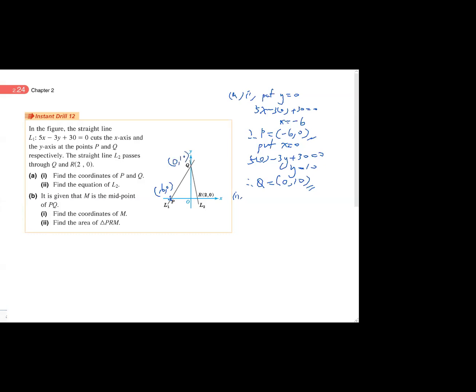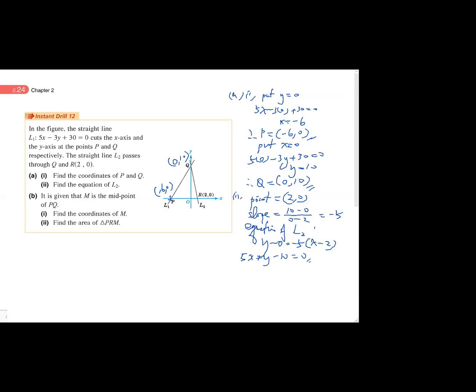For the equation of L2, we have 2 points, so we can use the point-slope form. I choose (0, 10) as the point, and the slope is calculated by y2 minus y1 over x2 minus x1, which is equal to -5. Then the equation of L2 is y minus y1 equals m times x minus x1. After some simplification, you'll find that it is 5x plus y minus 10 equals 0. That is the equation of L2.